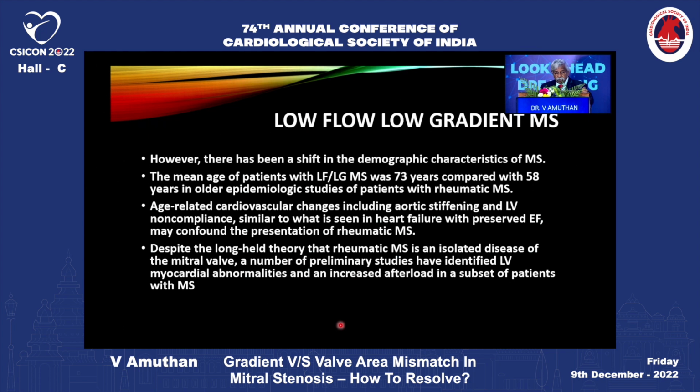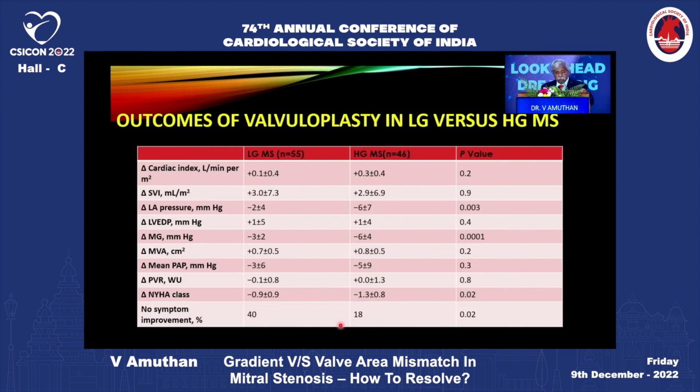Age-related cardiovascular changes, including aortic stiffening and LV non-compliance similar to what is seen in heart failure with preserved ejection fraction, may confound the presentation of rheumatic MS. Despite the long-held theory that rheumatic MS is an isolated disease of the mitral valve, a number of preliminary studies have identified LV myocardial abnormalities and an increased afterload in a subset of patients with mitral stenosis.